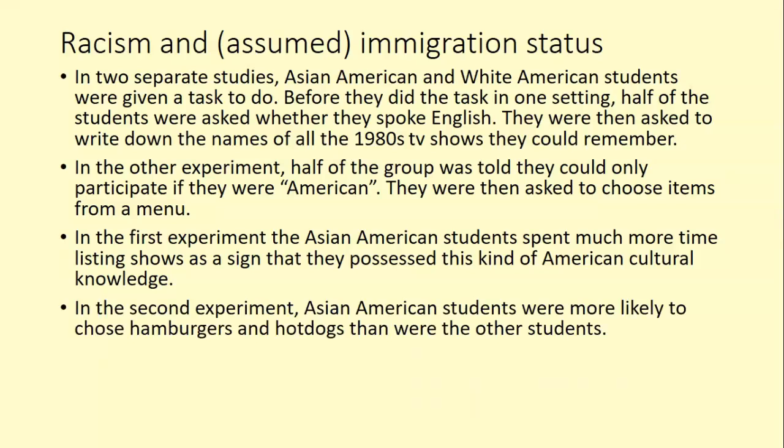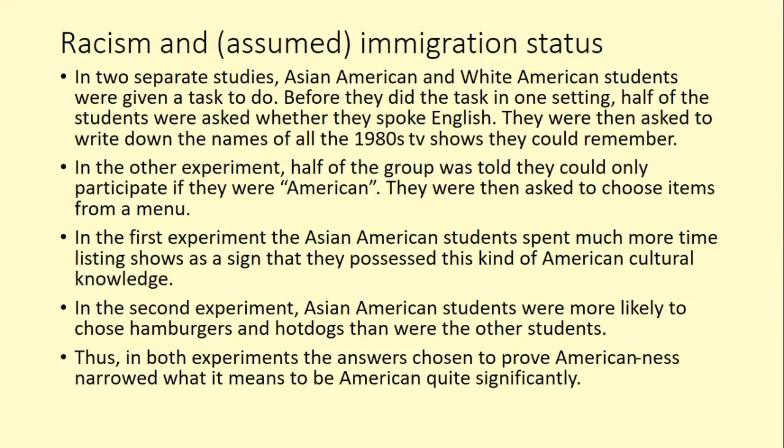And in the second experiment, Asian American students were more likely to choose hamburgers or hot dogs, although they were not told they had to choose anything specific from the menu. But the other students chose whatever one wanted from a menu, such as a chicken sandwich or a salad. But Asian American students chose hamburgers and hot dogs, which are considered stereotypical American foods.